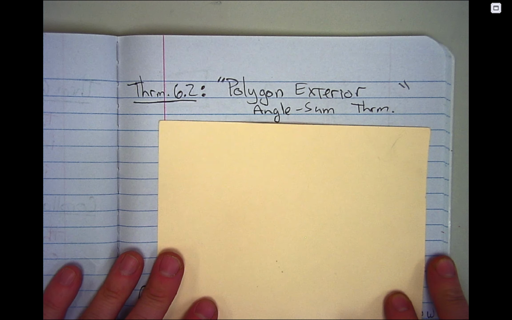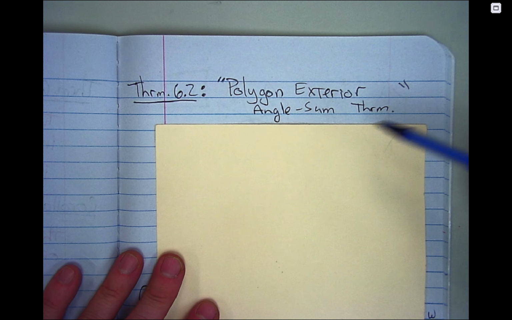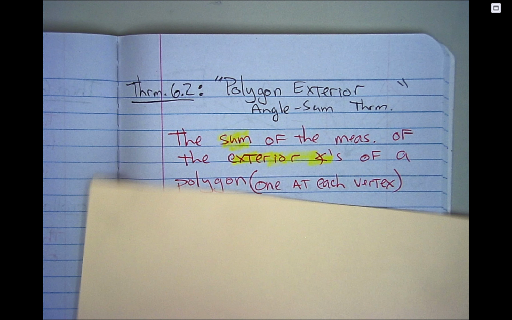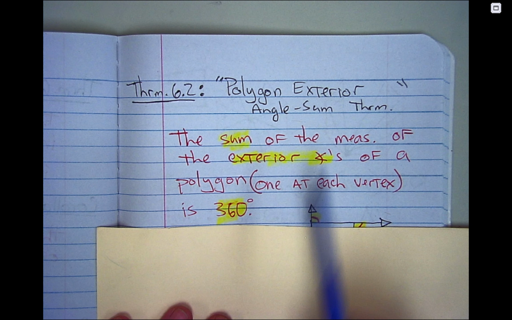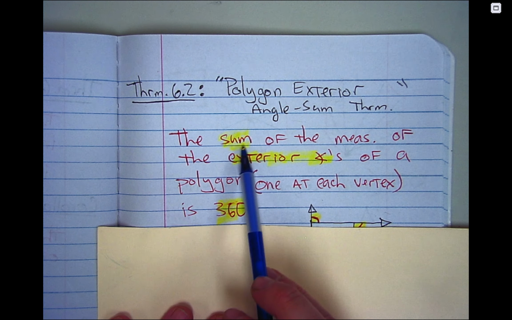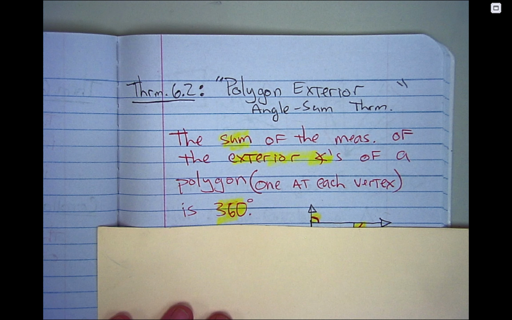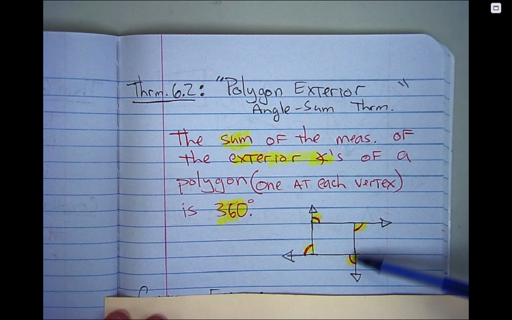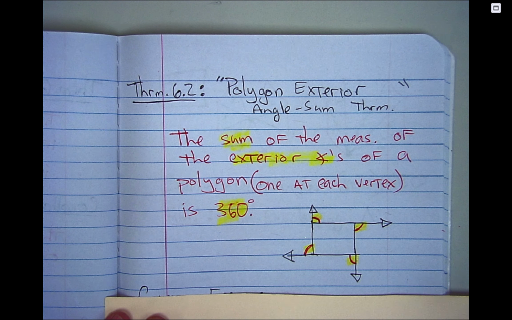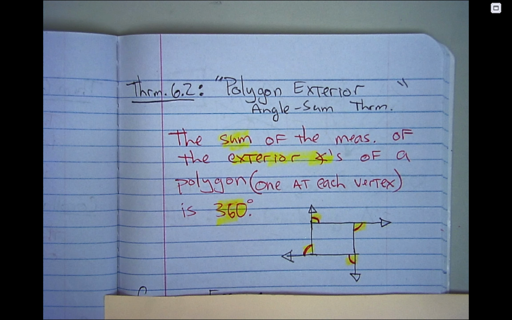Let's keep moving on. We have the next theorem, theorem 6.2, the polygon exterior angle sum theorem. You've looked at something like this before, so you're familiar with it. As far as exterior angles are concerned, the sum of the measures of the exterior angles of a polygon, and remember, there's always an exterior angle at each vertex on the outside, add up to 360. Here's an example. We have a quadrilateral. All of these exterior angles on the outside add up to 360.